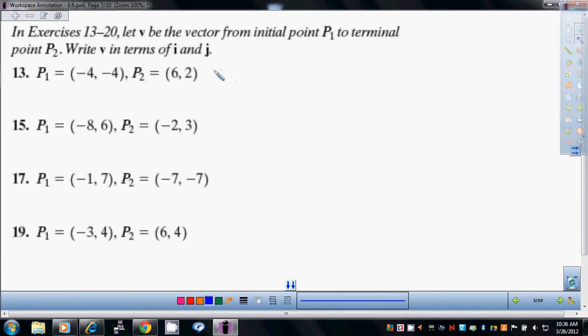That's right. To get your i and j equation or your component form, whichever one it's asking you for, just take x2 minus x1, which would give you 10. And then take y2 minus y1. It is important that you do the terminal side first if you're just going to use subtraction. 2 minus negative 4 is positive 6. So vector V is 10i plus 6j. Actually, no, this one is just x2 minus x1, and this is just y2 minus y1. You don't have to do anything with it.